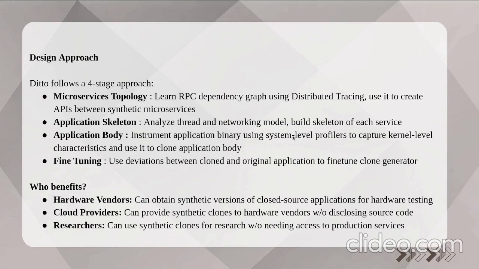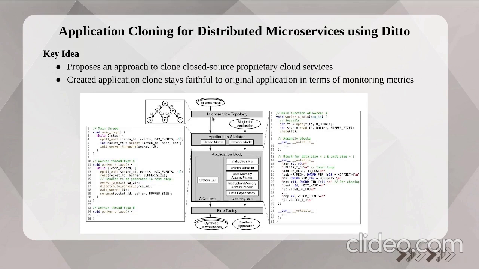Now, what's the design approach? Ditto follows a four-stage approach. The first is microservices topology, where Ditto learns the RPC dependency graph between individual microservices using distributed tracing. It uses that to then create APIs between these individual microservices. The second stage is to create an application skeleton. For this, Ditto analyzes the thread and the network model, whether it's synchronous or asynchronous, and uses that to build a skeleton of each service. As you can see, there are socket-based functions like poll, accept, and wait for this very purpose.